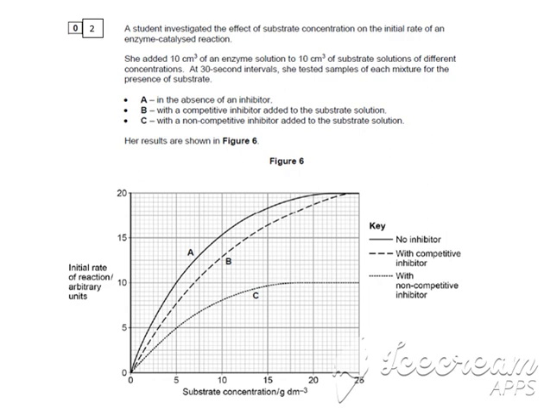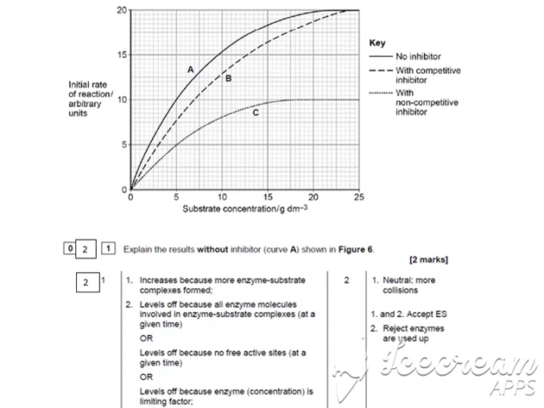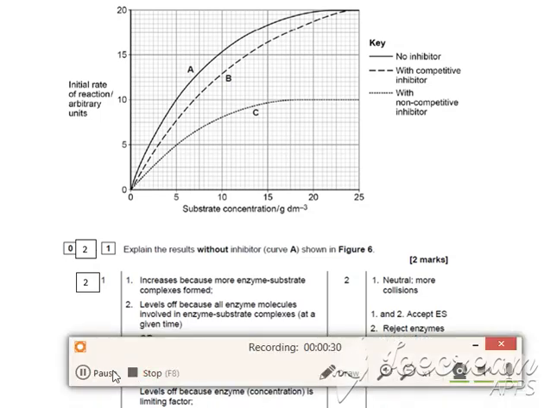Question 2. A student investigated the effect of substrate concentration on the initial rate of an enzyme catalyzed reaction. We've got 3 lines on our graph. We've got A with the absence of an inhibitor, B with a competitive inhibitor, and C with a non-competitive inhibitor. The question for 2.1 asks us to explain the results of the curve without the inhibitor.